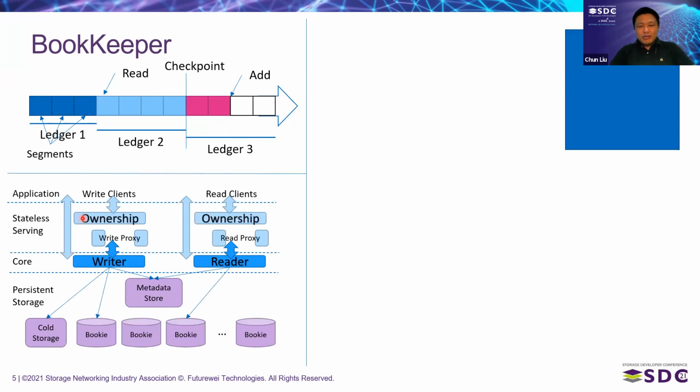What separates BookKeeper and Kafka is that Apache BookKeeper has stateless serving, where the write proxy and read proxy can be spawned quickly to respond to heavier loads. The actual data and the state are stored in the entity called a bookie. A quorum of bookies is required to acknowledge a write and certain reads.